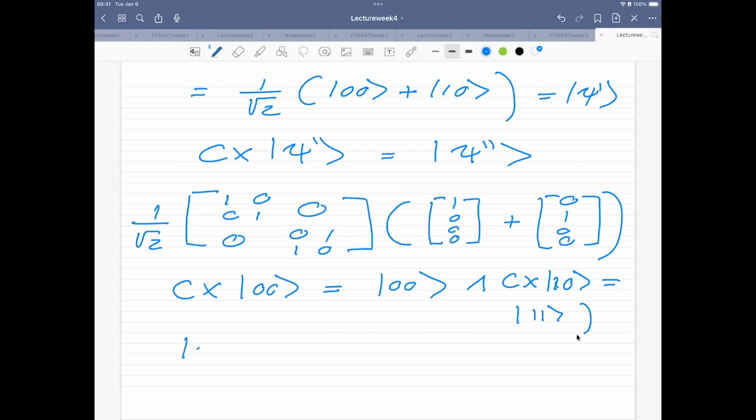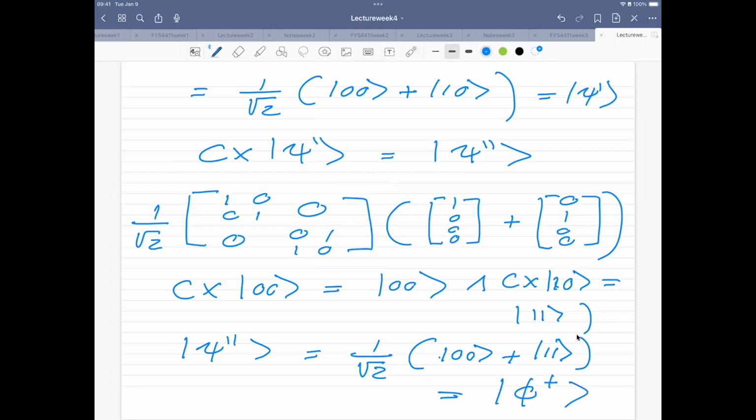So my state psi prime, double prime here, is now going to be given by 1 over square root of 2. And then I have 0, 0 plus 1, 1. And that is one of the Bell states, which we discussed last week. So we have now an entangled state. So keep that in mind, that the state which you see here is an entangled state.